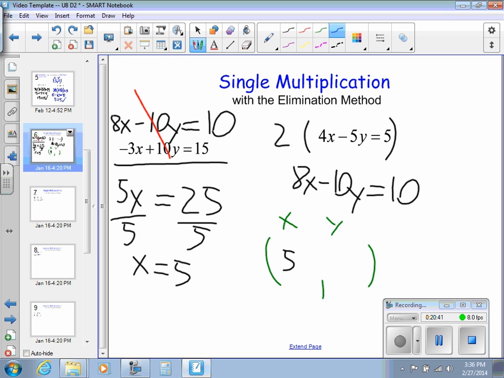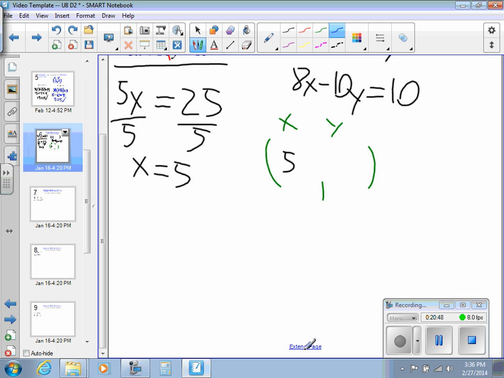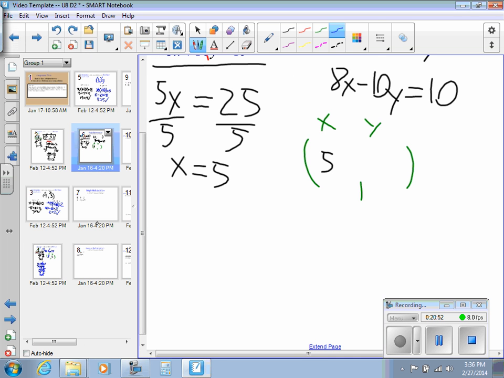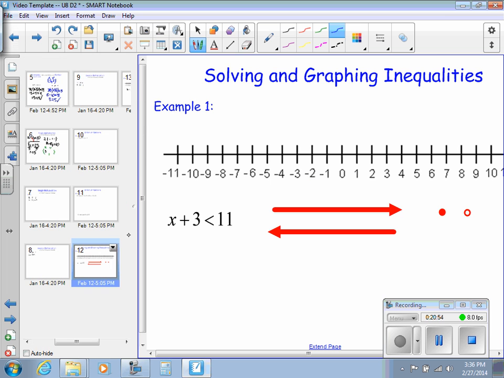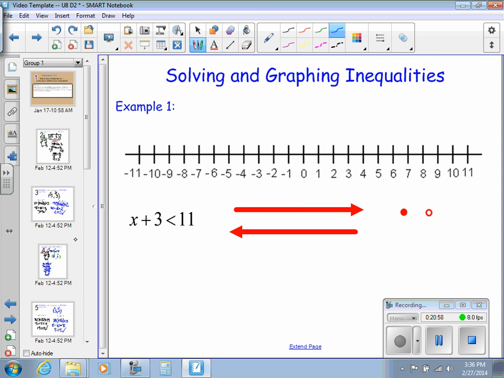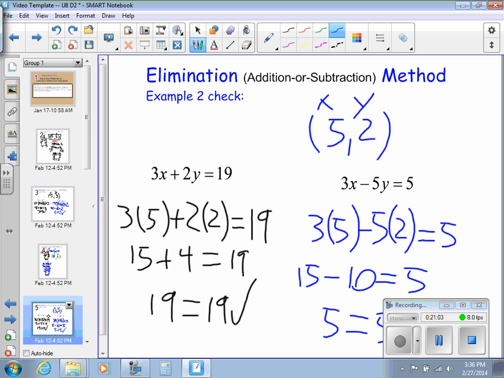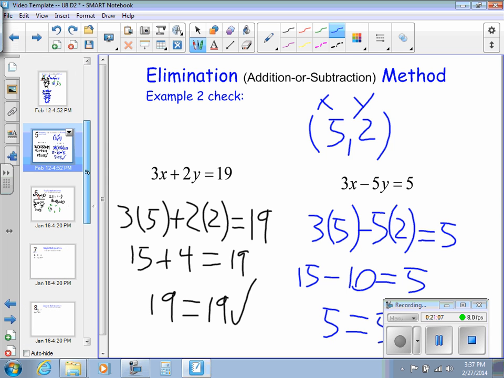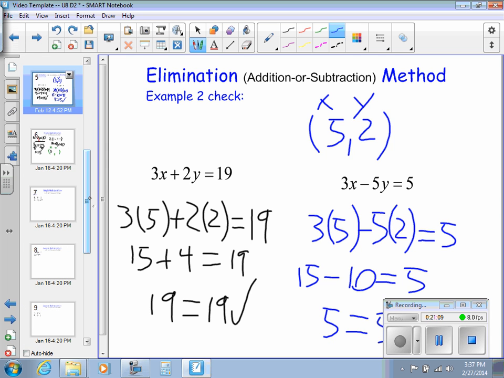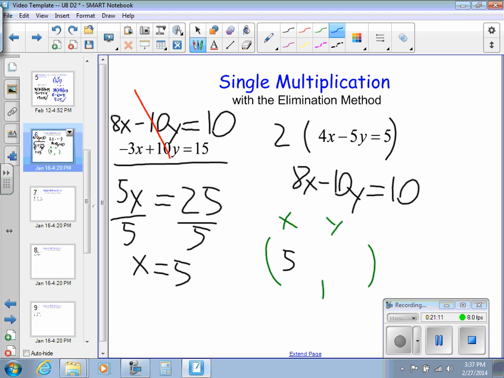So now I need to take one of these equations. Again, it really doesn't matter which one. Whoops, I moved to a different page. Where am I at? Okay, back where I'm supposed to be.